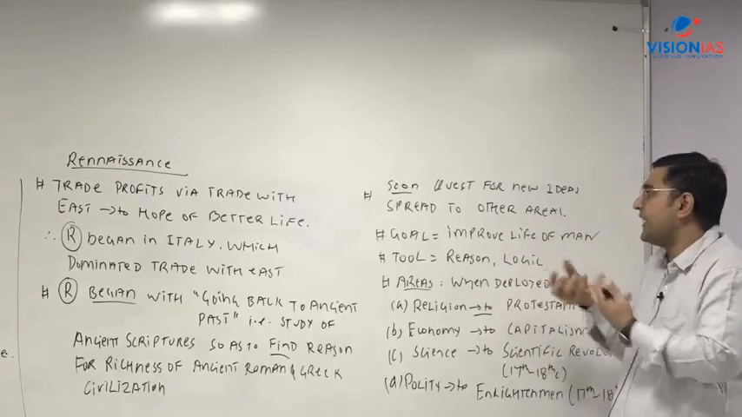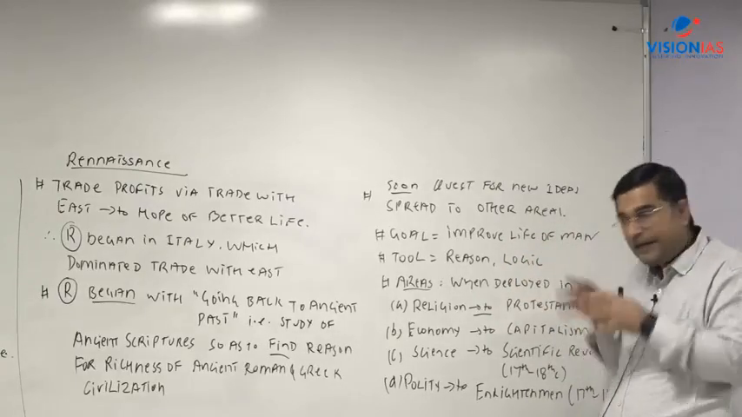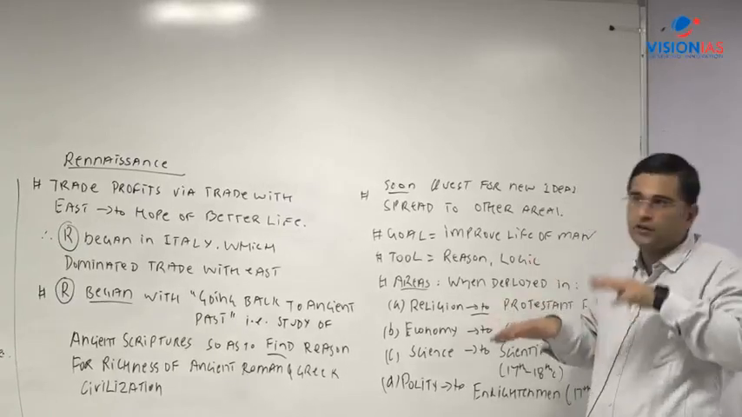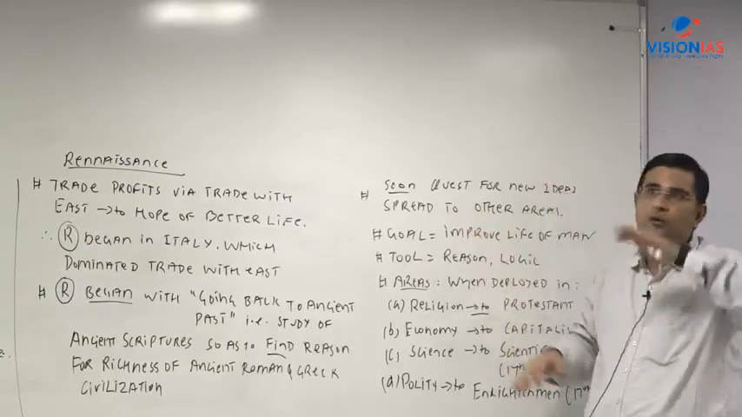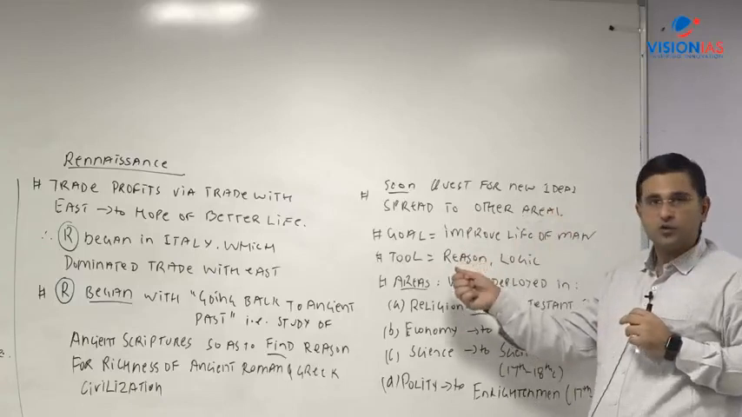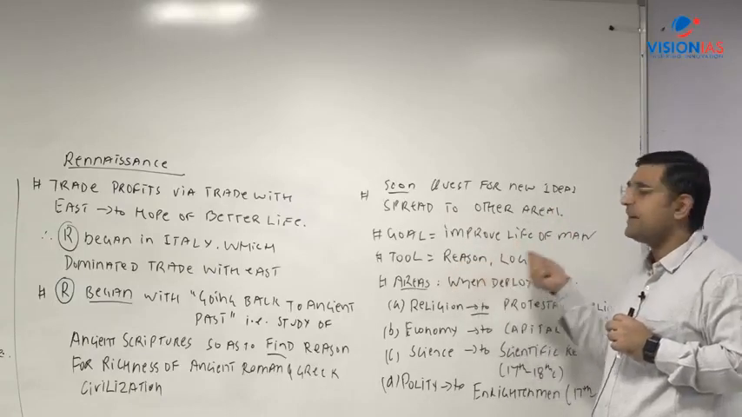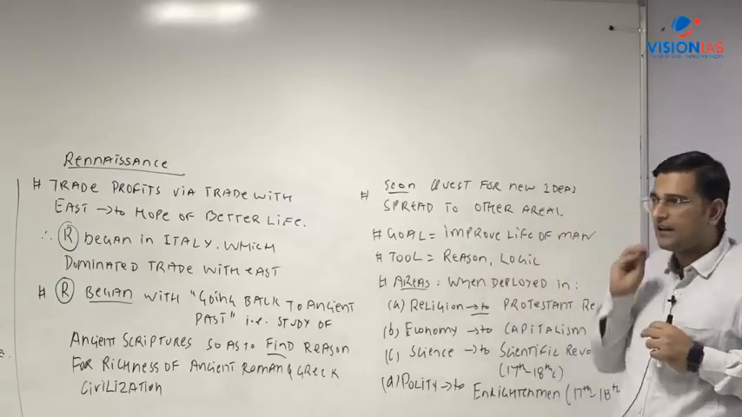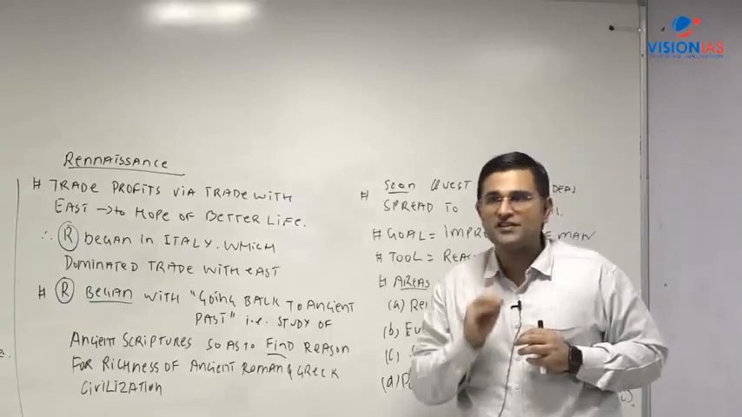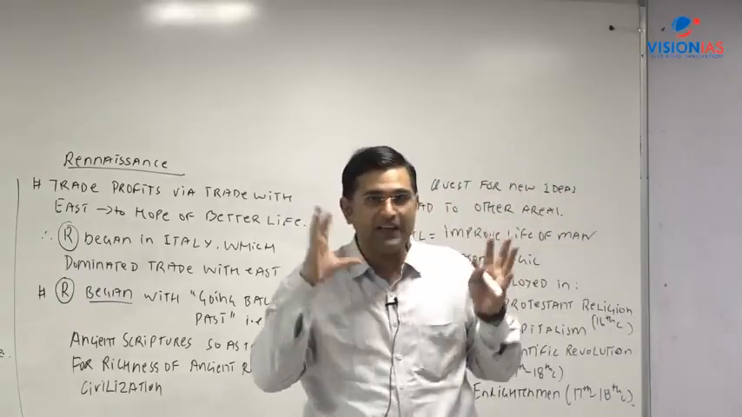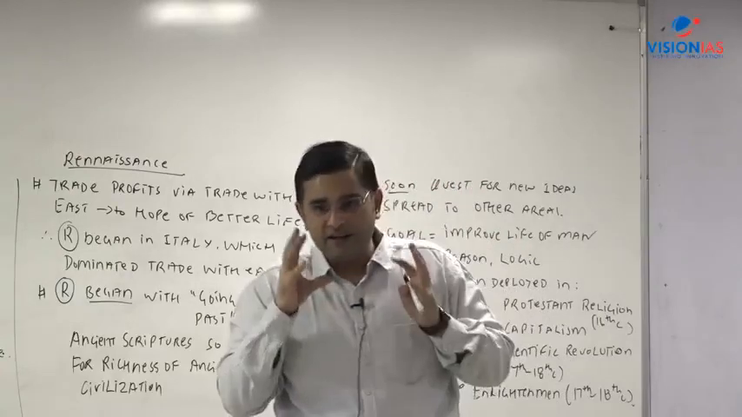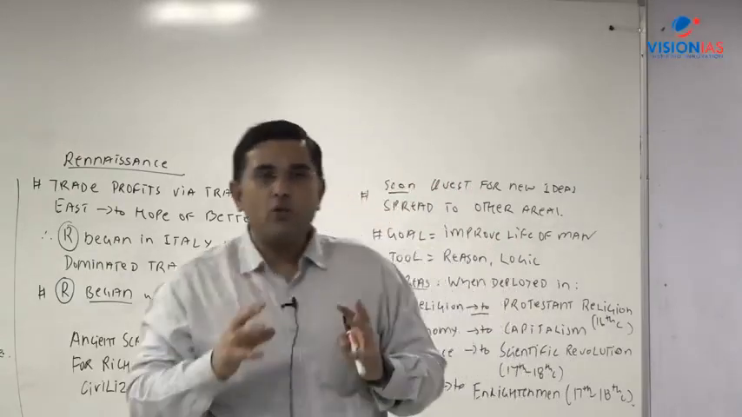So what is the goal of this wondering? The goal is to improve the life of man in all the domains: in the domain of science, in the domain of religion, in the domain of society, in the domain of economics, right? What is the tool? The tool that they deploy is reason and logic. That is, they say that nature follows logic, nature follows reason. There is something great about nature. And what is that great thing? Logic, reason.